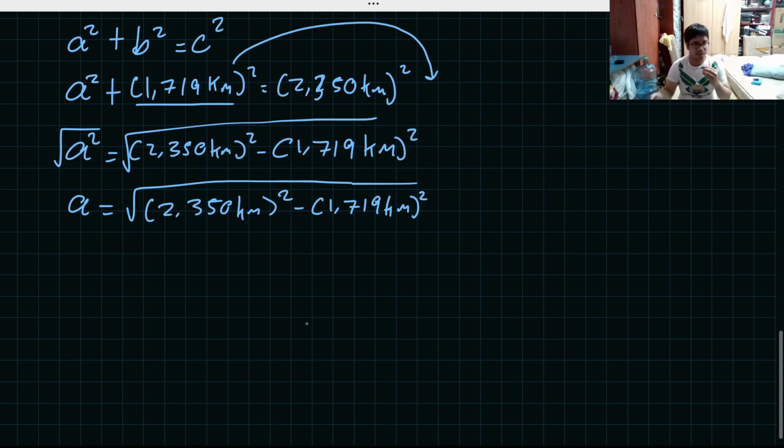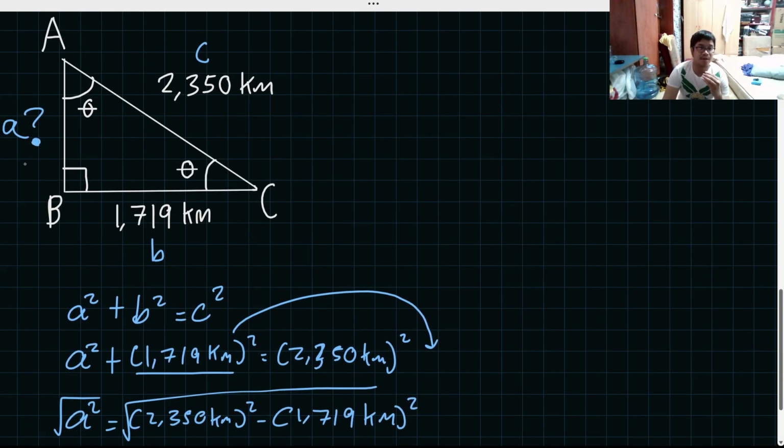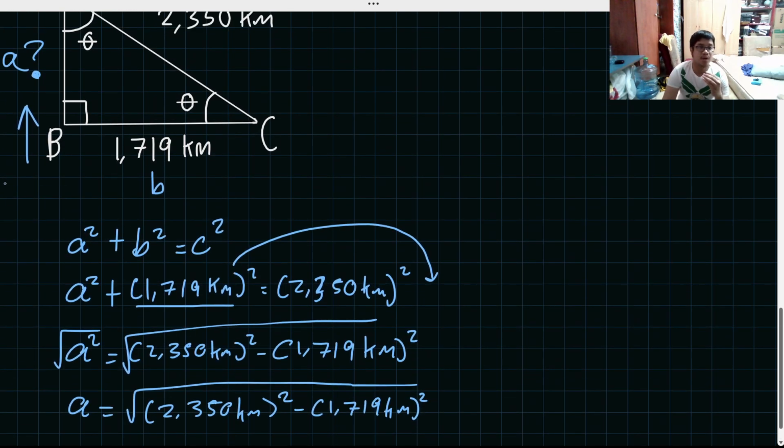Or if you're good at not using a calculator, then so be it. We have 2350 squared minus 1719 squared. Like I said in the last video, if the answer has multiple decimal places, it's better to stop at 2 decimal places. So I'm going to stop at 2 decimal places, and I decided to have 1602.35 kilometers as our missing side. So that is the missing side here. Let me just put a label here: 1,602.35 kilometers.